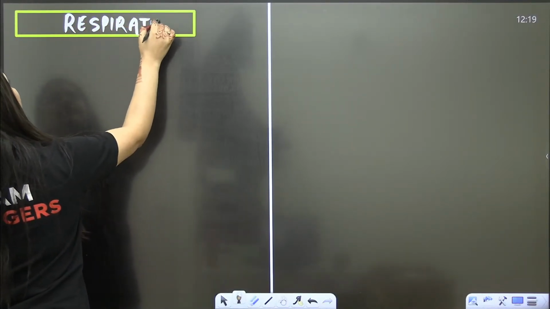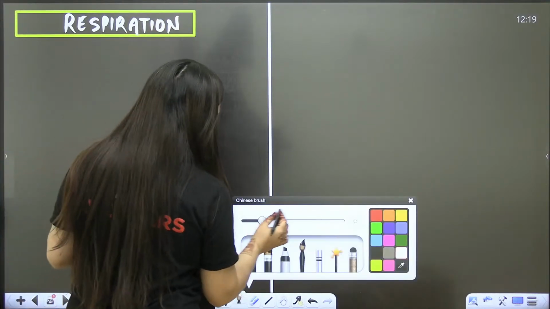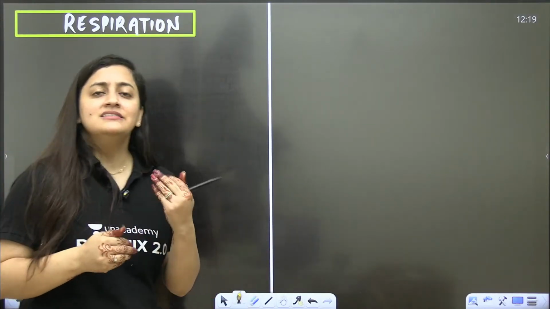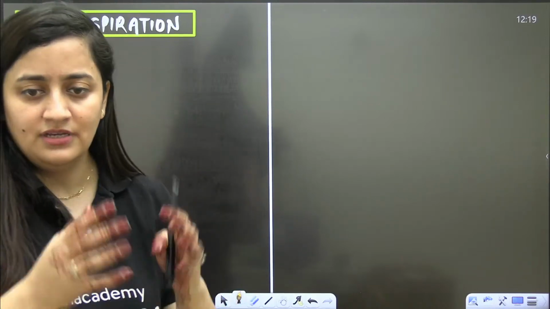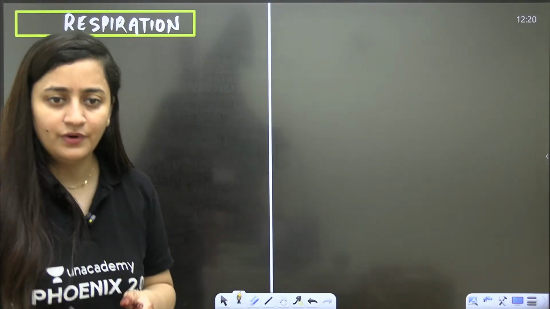So obviously, if you attend the classes and understand the topic in depth, then NCERT reading and all the questions that can come from NCERT will be easy for you, isn't it?